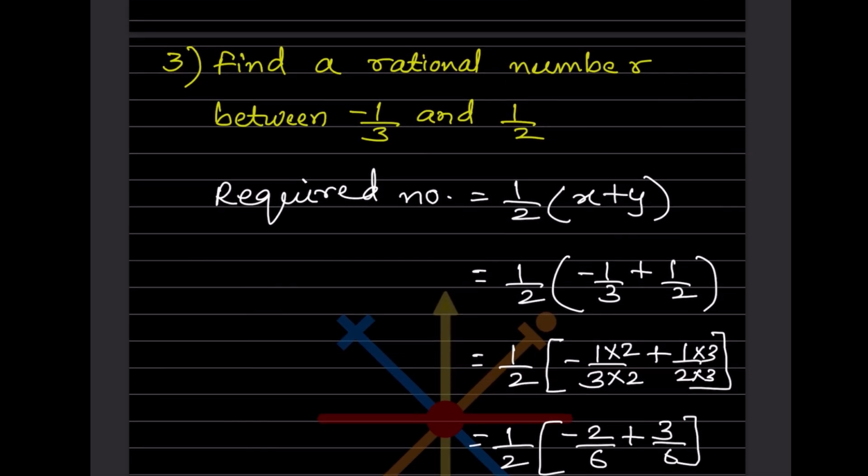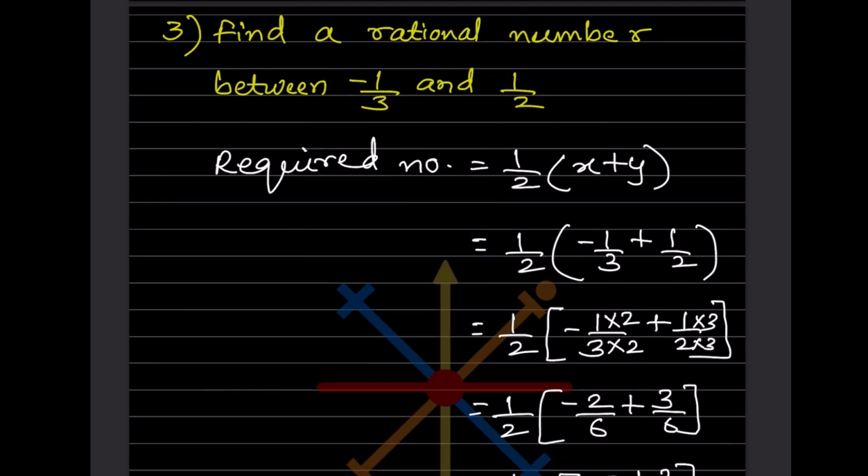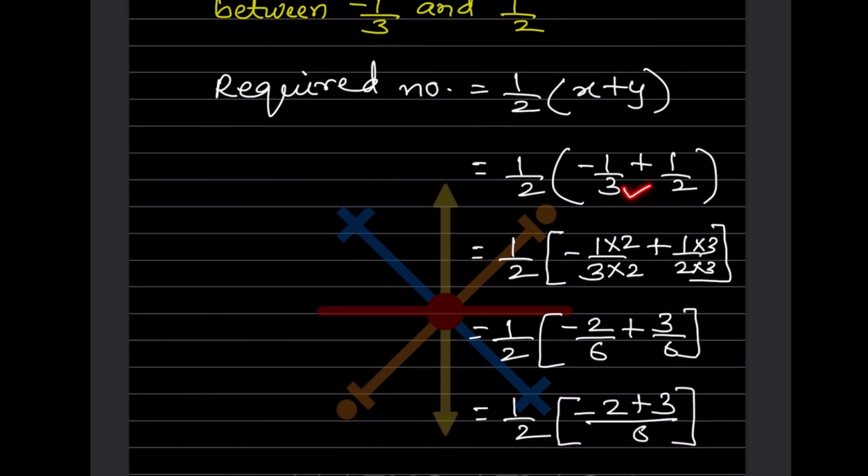Now here, this is minus 1 by 3 and 1 by 2. This is x and this is y. Again, the same thing over here. But here you can see the denominators are different. So the LCM is 6, so you have to make it 6. The same here, multiply by 3, multiply by 2. So this will be minus 2 by 6 plus 3 by 6.